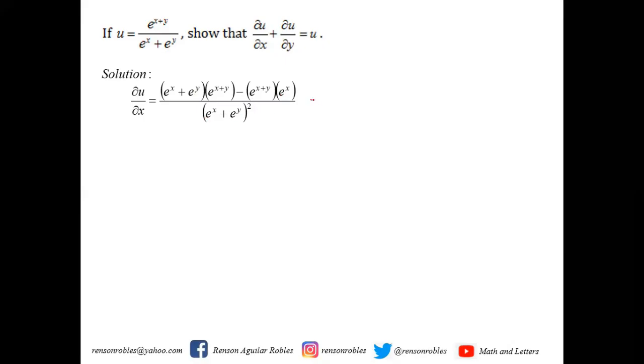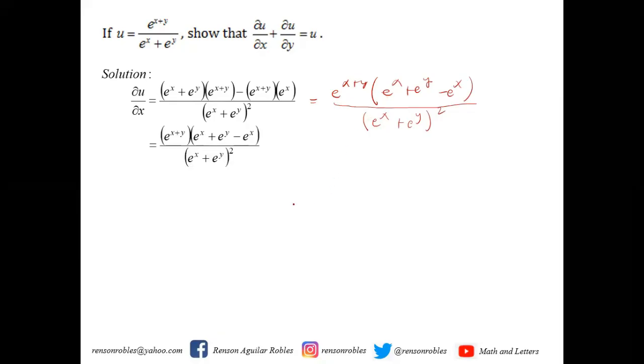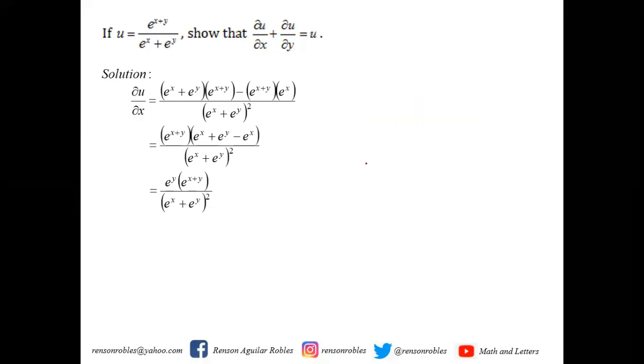And then to simplify, okay, we shall factor out e to the x plus y. And then factoring e to the x plus y, we only have e to the x plus e to the y on the first term and negative e to the x on the second term, all over e to the x plus e to the y quantity squared. And then we shall have this. And then combining e to the x and negative e to the x, then that will become 0. So finally, we have e to the y times e to the x plus y all over the quantity e to the x plus e to the y square.